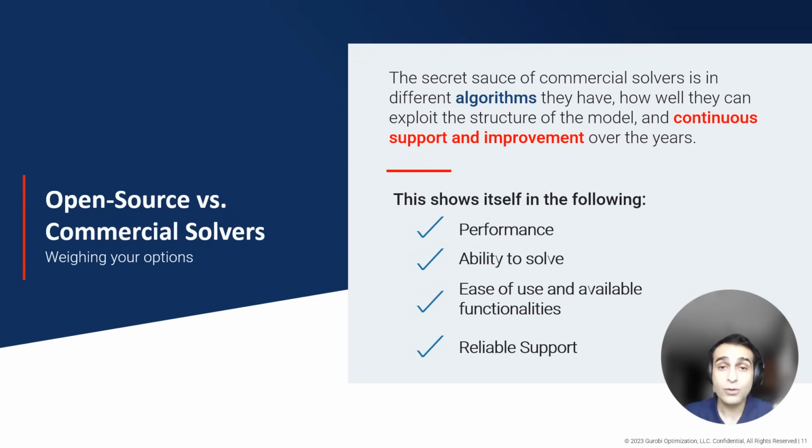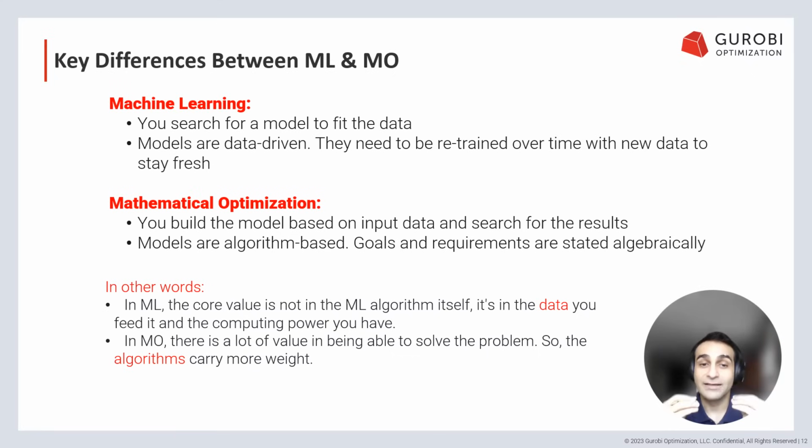Now, if after all of this, you are still struggling to understand this big gap between open source and commercial when comparing ML packages and MO solvers, then you probably need one last reminder. And that's the difference between ML and MO. We talked about them in Opti101, and we mentioned areas where they collaborate and complement each other in solving problems. So I'll skip repeating all of those and only highlight an important difference between them. In ML, the core value is not in the ML algorithm itself. It's in the data you feed it and the computing power you have. However, in MO, there is a lot of value in being able to solve the problem. So the algorithms carry more weight. So at the end, it comes down to what brings the value. Yeah, Google or Meta open source their ML packages, but you don't see them open source their data.